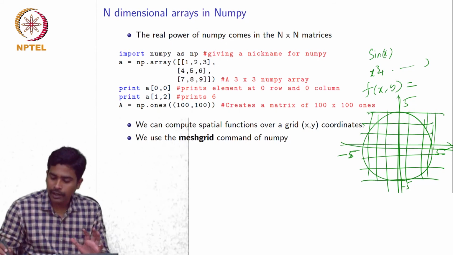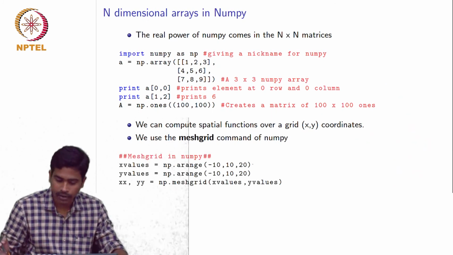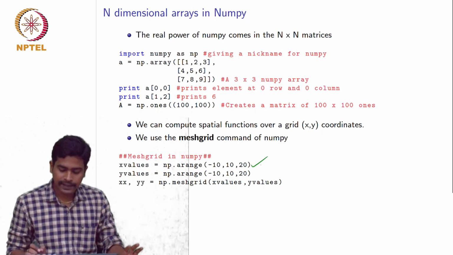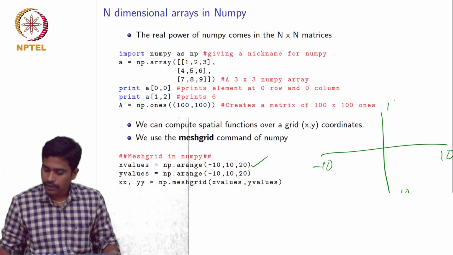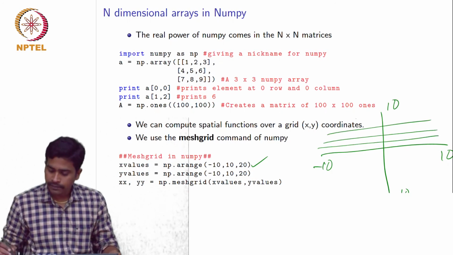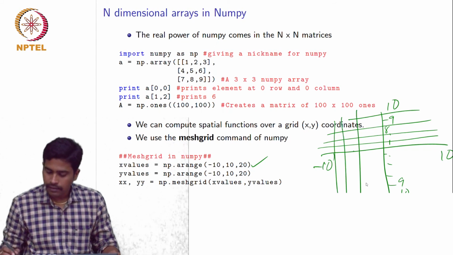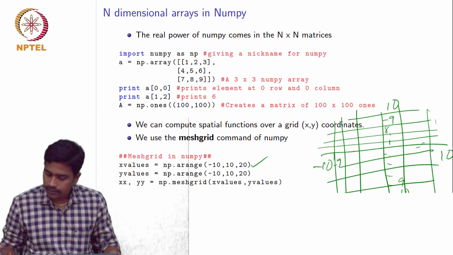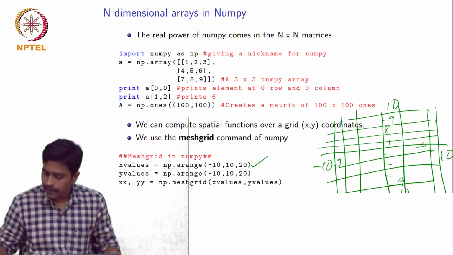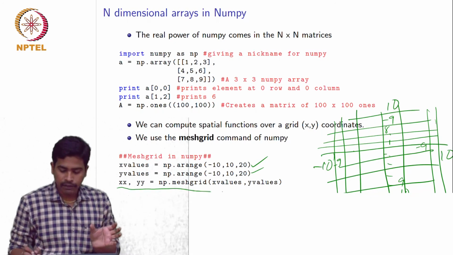Now if you want to calculate all the coordinate points, the pair of coordinates in this mesh grid, there is a command. In this particular example, what I am doing is sampling the coordinate system like this, minus 10 to 10 in x and minus 10 to 10 in y, and I am taking one interval, minus 8 and so on. So I have given the range of x values and the range of y values.